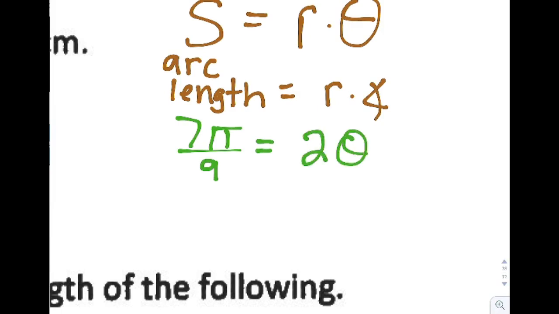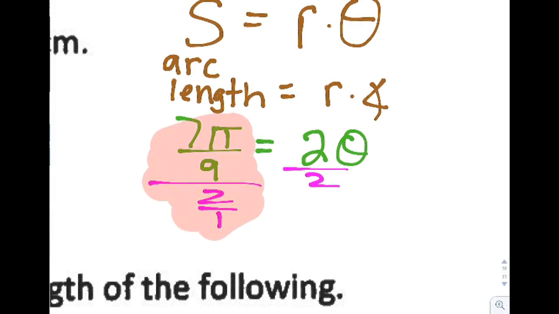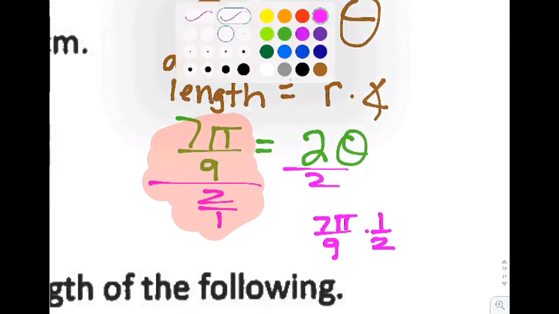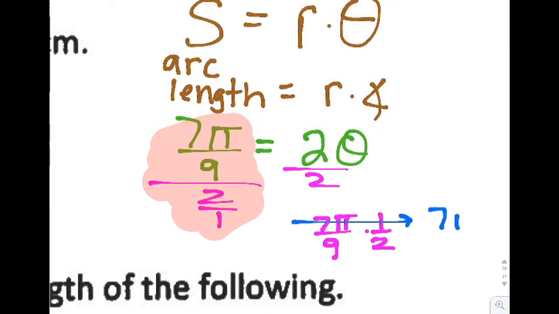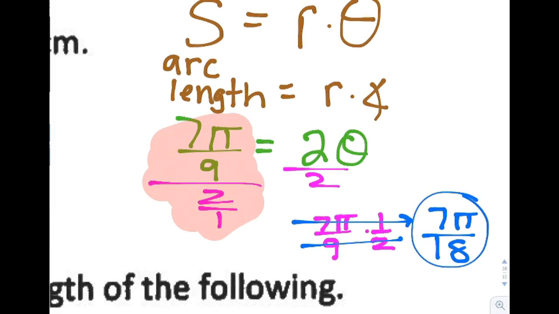So to solve for the angle, you just have to divide both sides of the equation by 2. When you divide by 2, since it's a fraction, I like to make it 2 over 1. So this simplifies to 7 pi over 9 times 1 over 2, because instead of dividing by 2 over 1, you multiply by 1 over 2. On the top, we have 7 pi. On the bottom, we have 18. The central angle is 7 pi over 18 radians.